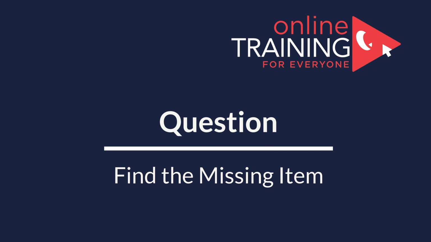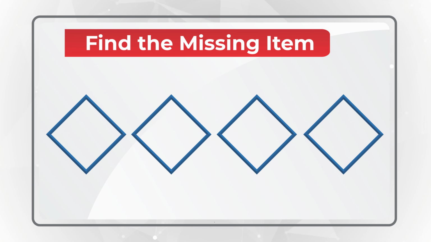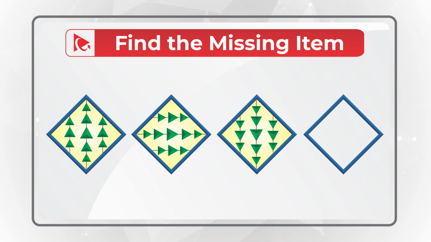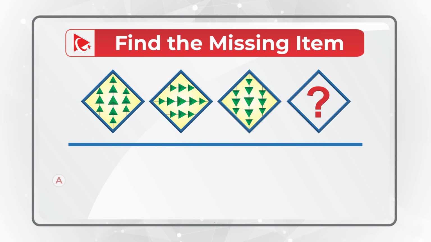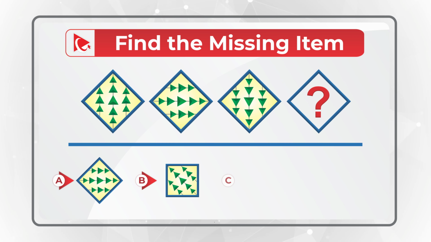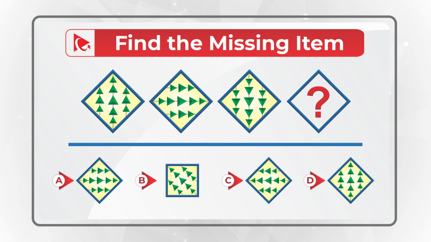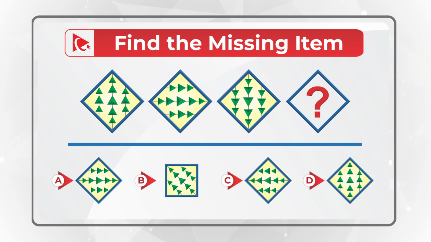Here's an amazing question which tests your analytical skills. You're presented with a set of diamonds. Each diamond has other objects inside, and you need to find the missing diamond, which is diamond number 4. You have 4 different choices to choose from. Choices A, B, C, and D.